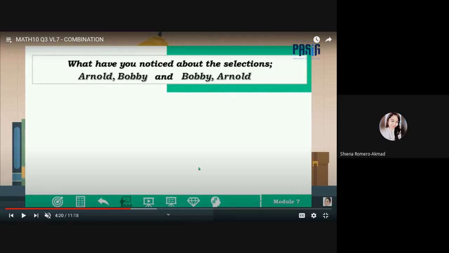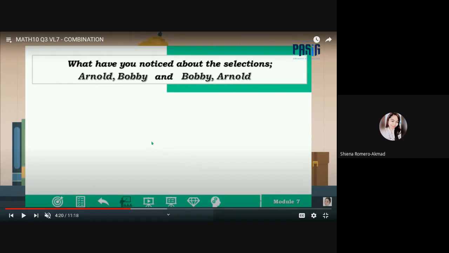May kapansin-pansin ba? Parang walang nagbago. So, katulad ng sinabi ng classmate ninyo, walang naman nagbago, parehong tao lang din. So, kung mamimili ako ng dancer na una si Arnold sa pinili ko bago si Bobby, o kaya naman mauna si Bobby bago si Arnold, still the same. Pareho pa rin sila na magiging representative ng section Lapu-Lapu.